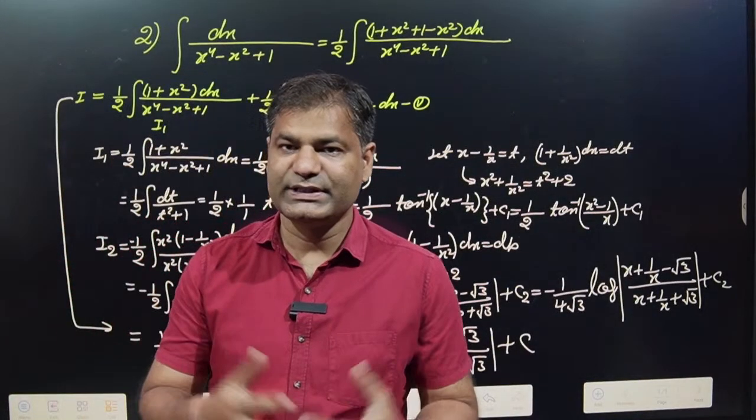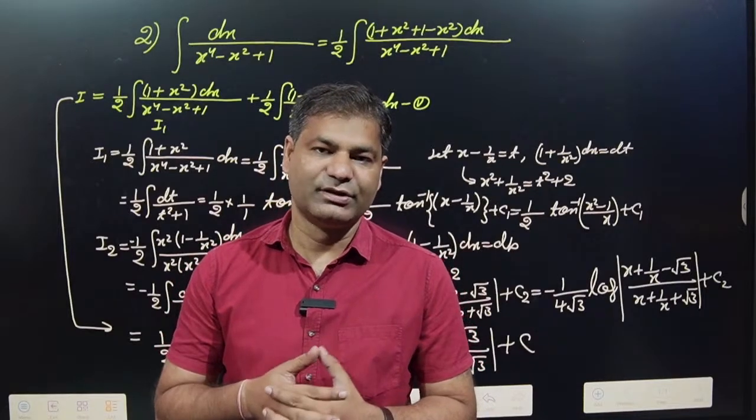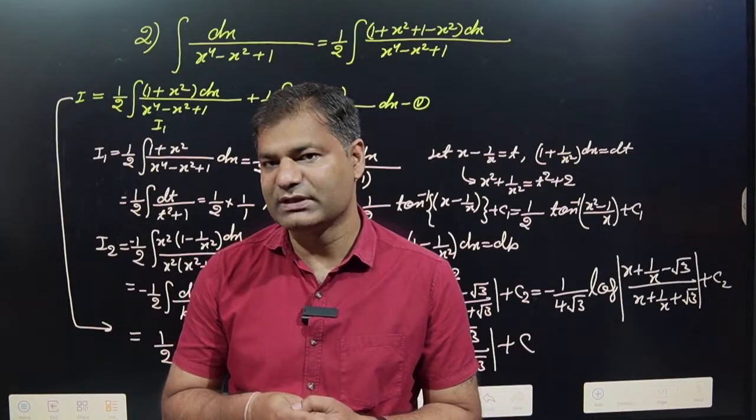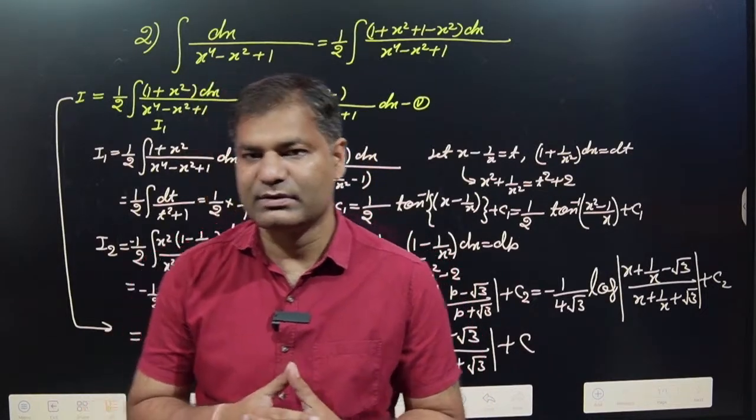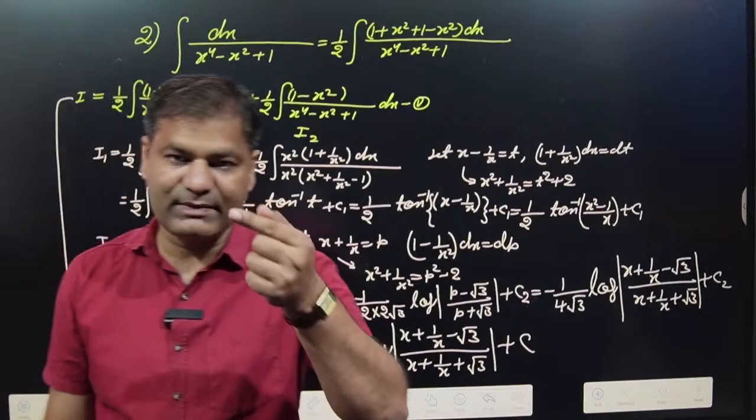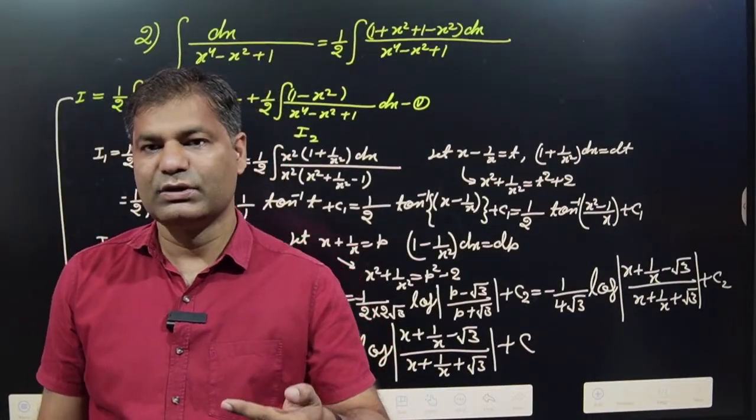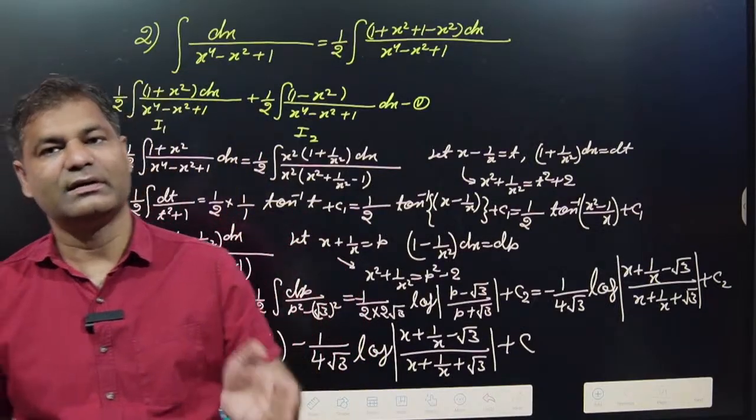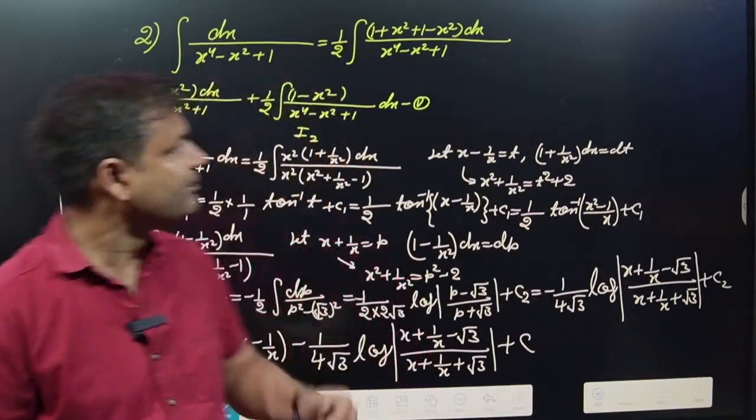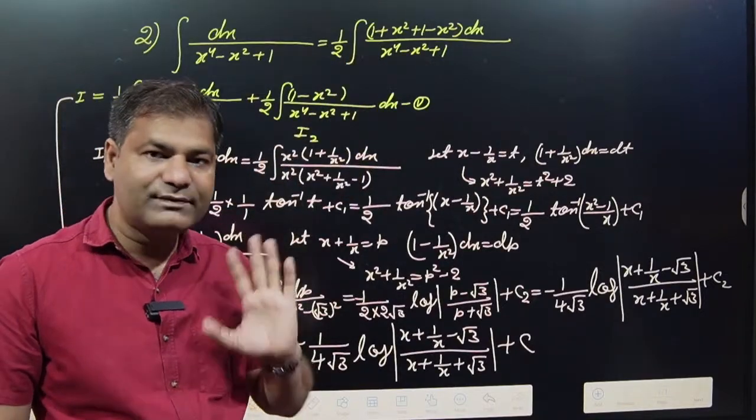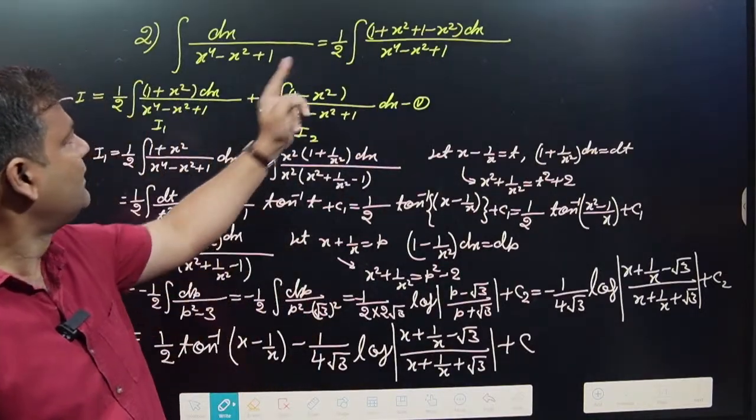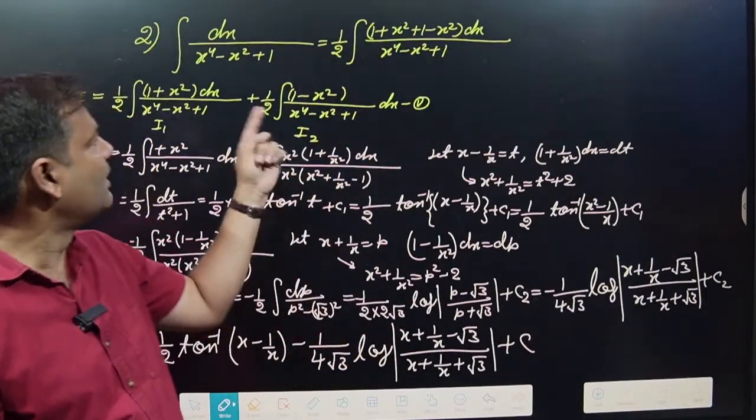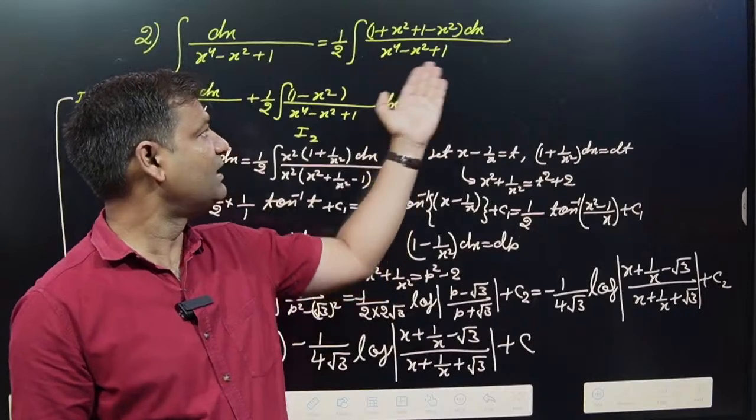Now, the question is: given the integration of dx divided by x to the power 4 minus x square plus 1, how can we solve this type of problem? Simply, multiply by 2 and divide by 2, and also add x square and subtract x square. Then we get this. After that, look here very carefully: half into 1 plus x square, plus half into 1 minus x square, divided by the denominator.